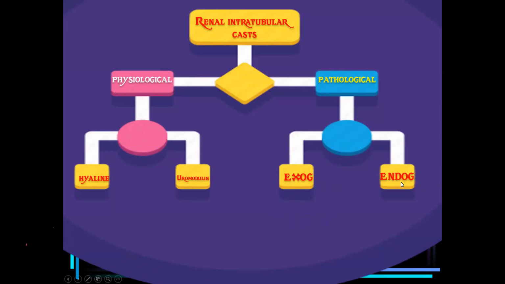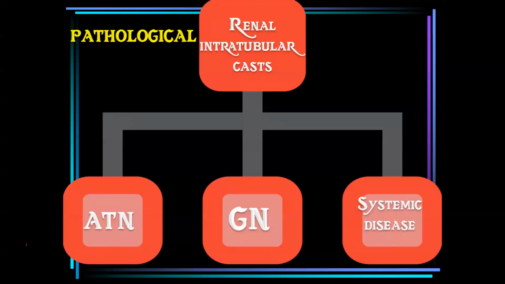And the endogenous pathological renal intratubular casts. The renal intratubular casts may otherwise be classified into those associated with acute tubular necrosis, or those associated with glomerulonephritis. In many glomerulonephritides, in addition to glomerular disease, you may find casts inside the renal tubule. For example, the characteristic red blood cell casts, again inside the renal tubule. I am not speaking about the urinary cast. I'm speaking about the cast inside the renal tubule.